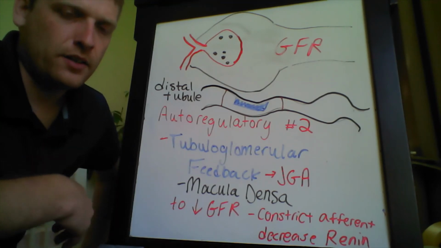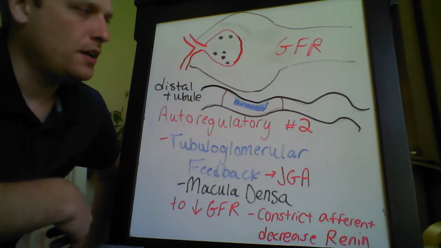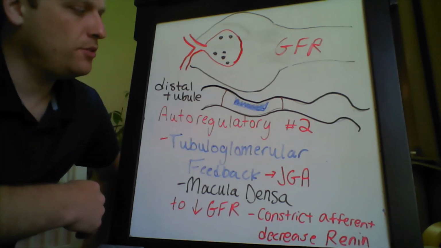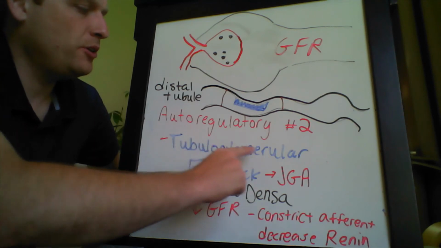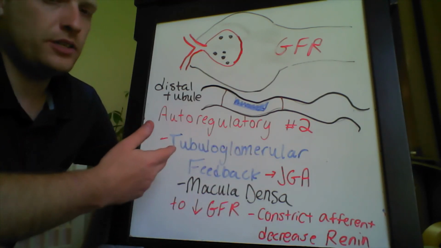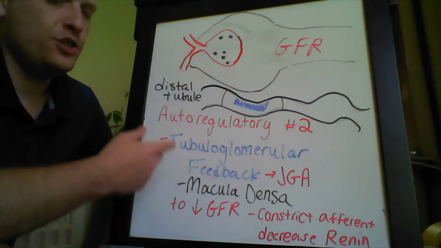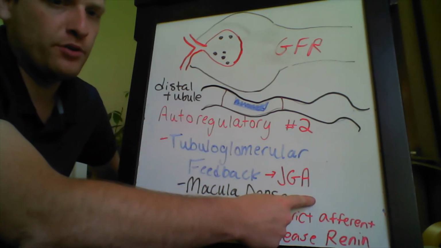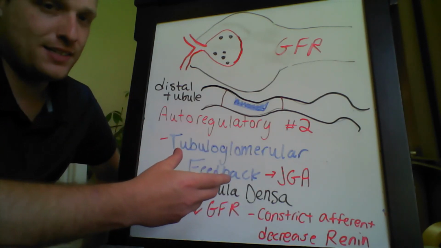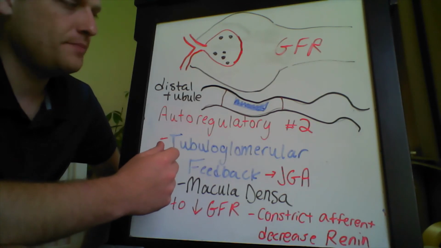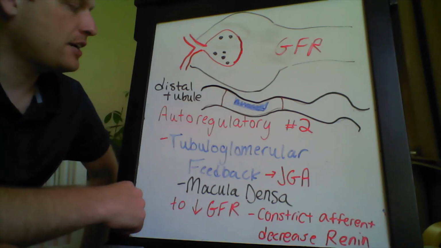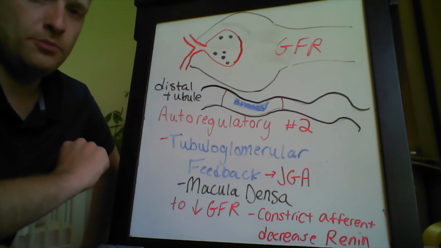So the second autoregulatory mechanism of maintaining glomerular filtration rate is going to be through what's called the tubuloglomerular feedback system. And this is going to utilize what's called the juxtaglomerular apparatus. Now, what juxtaglomerular means is that this apparatus is next to the glomerulus. And where you find the juxtaglomerular apparatus is actually on the distal convoluted tubule.